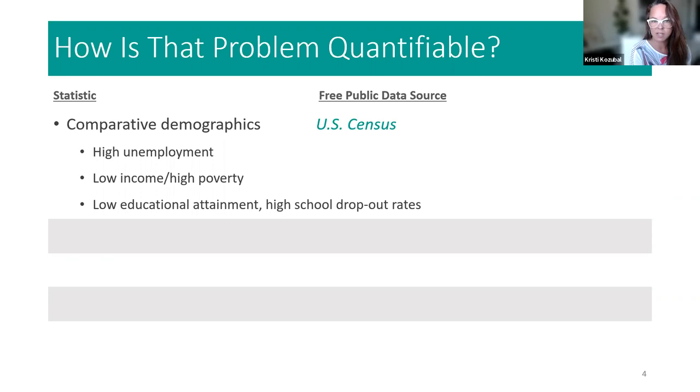Low educational attainment, that's the one that's particularly of importance to the Bay Area Community Foundation, and I'll get to the demographics a little bit later. But for example, we saw that Bay Area counties had a very low college attainment rate compared to communities of similar size and age across the country.